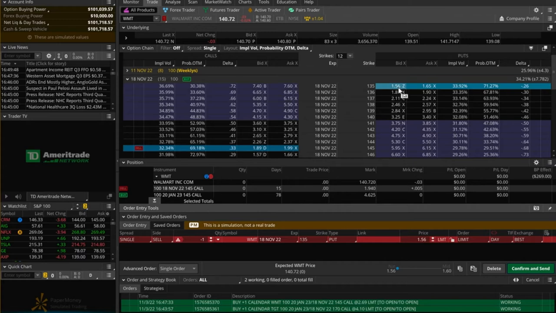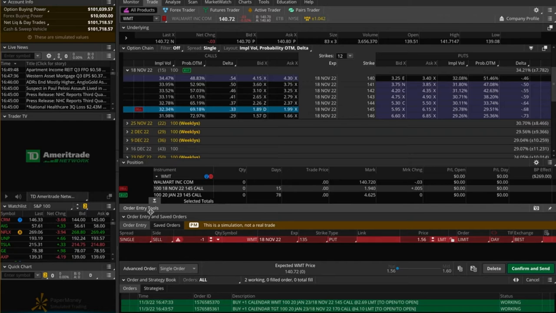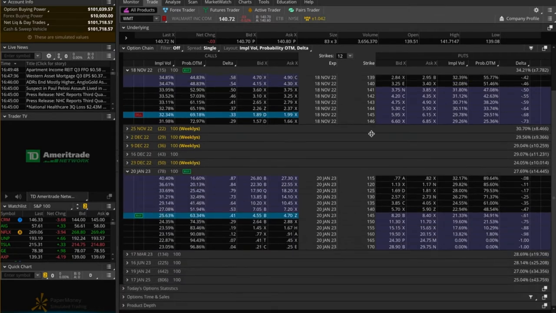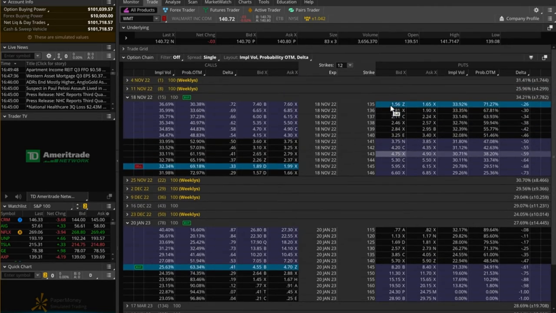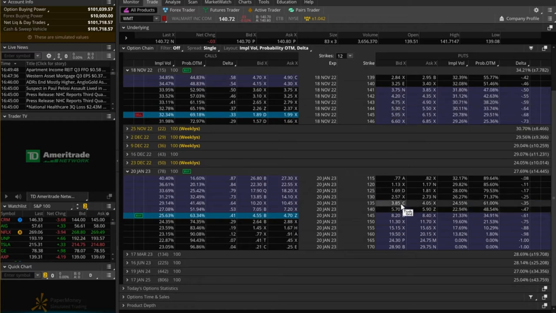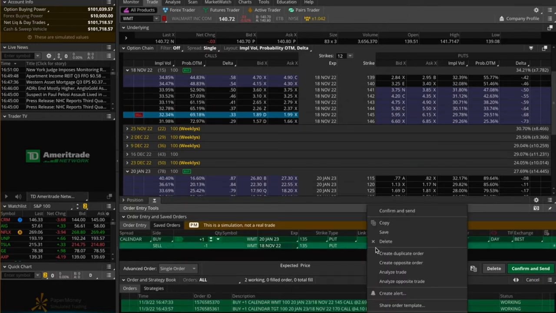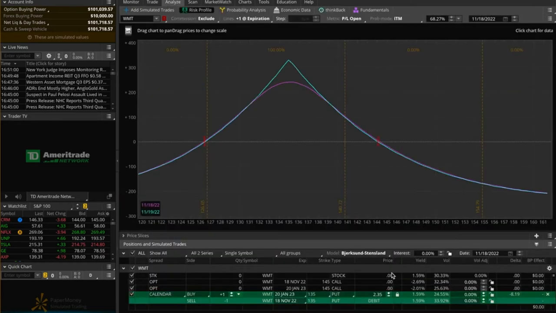And we would buy. What is going on here? Okay, so we sell the one. Yes, it's selected the 135 and buy the 135. So there we go. Okay, so there is our put calendar. And if we analyze this, this should be, yep, Walmart put.